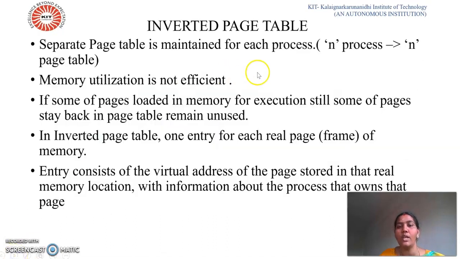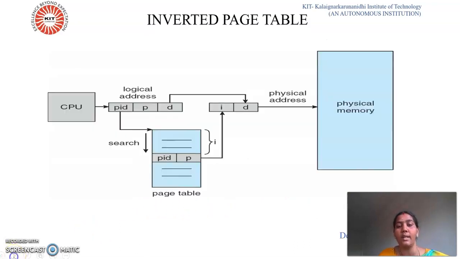So the next one is your inverted page table. In the inverted page table we retrieve the real page frame of the memory, whereby the virtual address of the page is stored in the real memory location with information about the process that owns the current page. Suppose you consider over here, the CPU generates the logical address, which is the process P1, the corresponding page of the process P1 and the displacement. It is searched in the search table. Thereby we found that at the ith part we get the information about the real page that should be loaded into the physical memory.